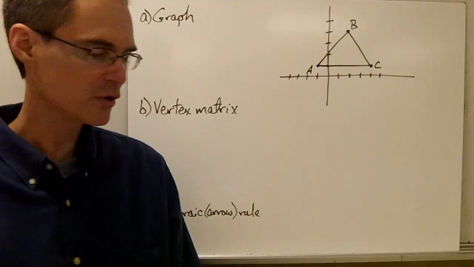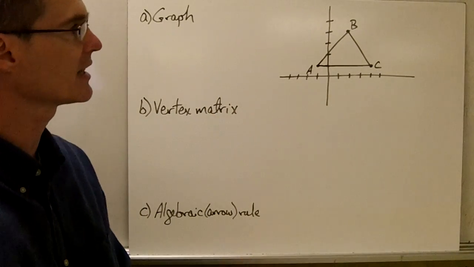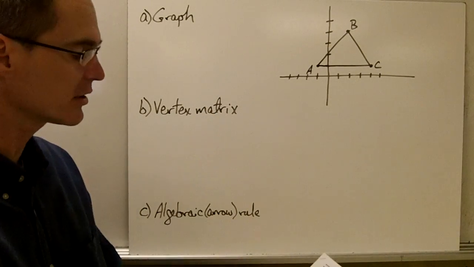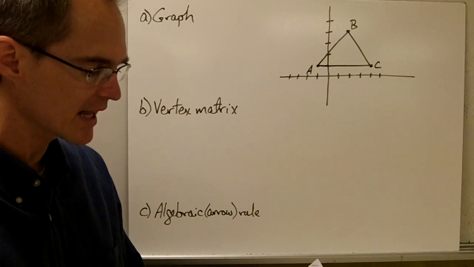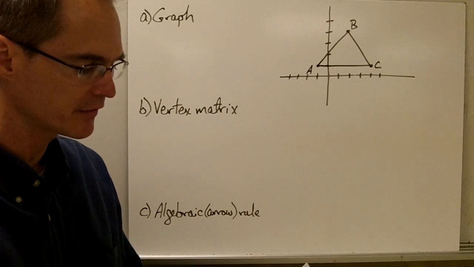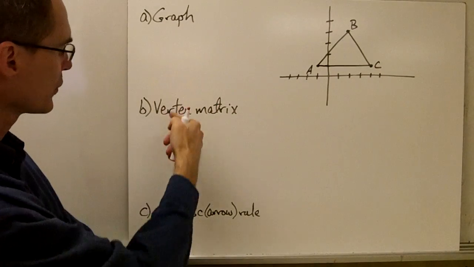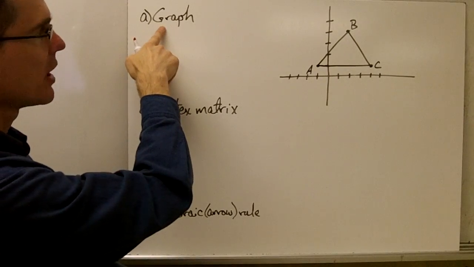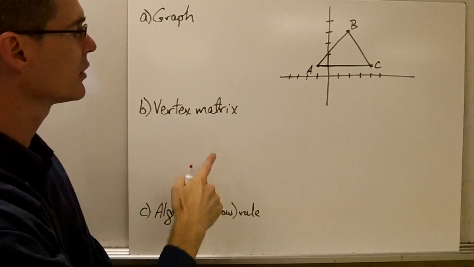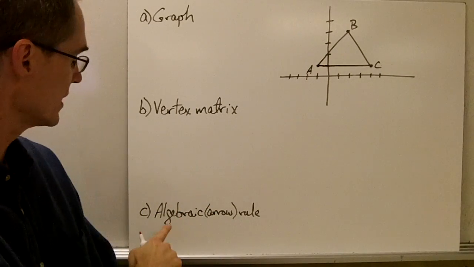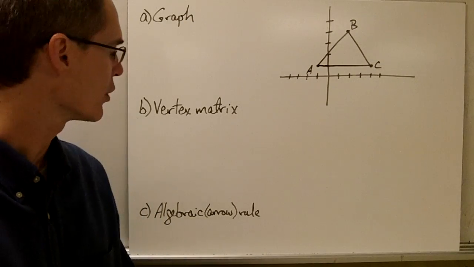So in the example you see in your notes, we're going to take a look at translations in a slightly more formal way. In particular, it says in your notes, given triangle ABC, translate triangle ABC left 4 units and up 1 unit. Well, we're going to look at this translation in 3 different ways. We're going to look at it in terms of a graph, so an actual picture of what this translation is going to look like. Then we're going to look at it using vertex matrices, and then we're going to look at it using something called the algebraic rule or the arrow rule.